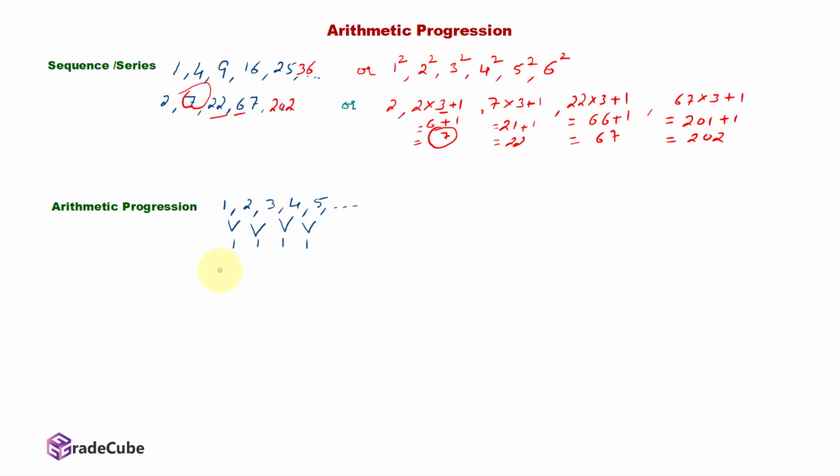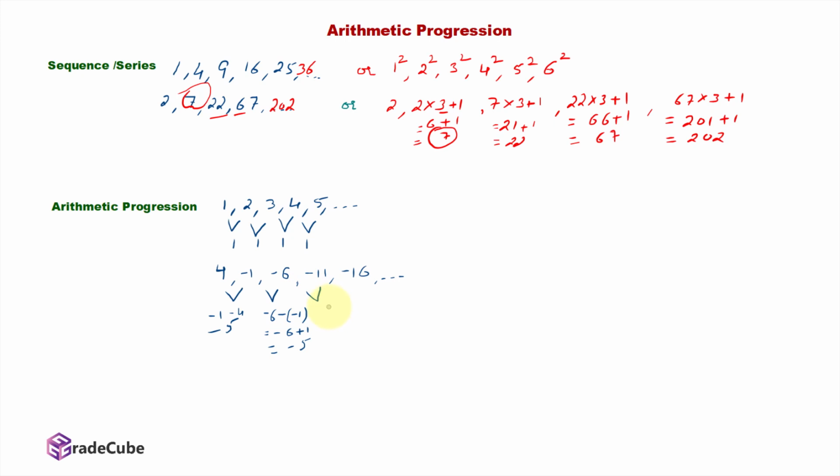Let's check another example. Let me take 4, minus 1, minus 6, minus 11, minus 16, and so on. Let's check the difference. The difference between minus 1 and 4 will be minus 1 minus 4, means minus 5. Similarly, the difference between minus 6 and minus 1 will be minus 6 minus minus 1, which is minus 6 plus 1, again minus 5.